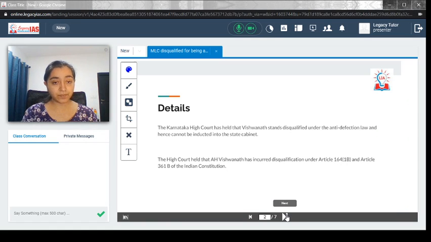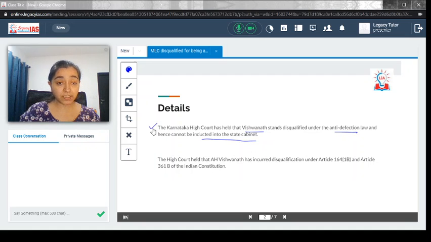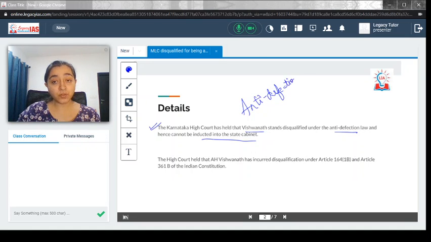So let's start. The Karnataka High Court has held that Vishwanathan stands disqualified under the anti-defection law and hence cannot be inducted into the state cabinet. This is the present context: the Karnataka High Court has upheld the disqualification of Vishwanathan, who was disqualified under the anti-defection law. The anti-defection law in India prevents people from changing their parties when in government, and it holds a ground for disqualification.